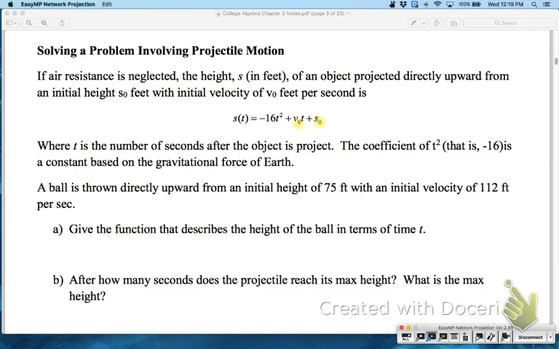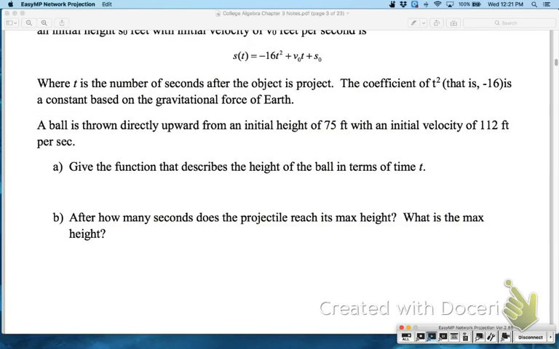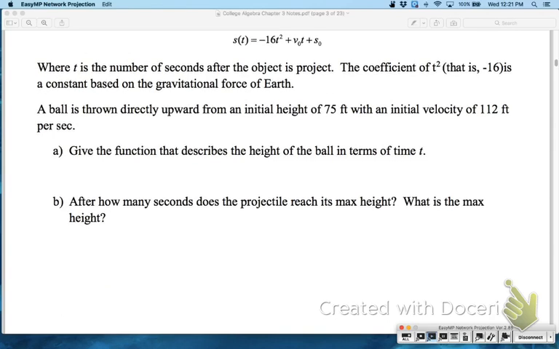Okay? So, let's take a peek at this example here. Let's leave that formula up there. So a ball is thrown directly upward from an initial height of 75 feet with an initial velocity of 112 feet per second. First, we want to write the function that describes the height of the ball in terms of time t. Well, they've given us initial height, that's S naught, and then they've given us initial velocity, which is V naught. And so all we have to do is plug those in. You're going to have an equation that has t's in it, but all of these constants we're going to substitute for. So our function, S of t, is simply going to be negative 16t squared, that part never changes, plus V initial is 112, so that's 112t, plus S initial, which is 75. And there it is. There's your function.